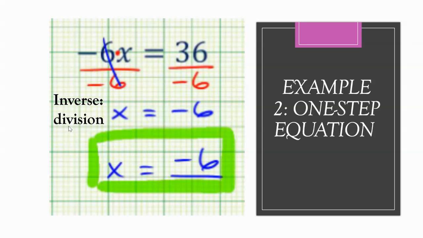Here's another example. Example 2, we have negative 6x is equal to 36. Right now, we have negative 6 times x, so the original operation is multiplication. Our inverse operation is division. So they divided by negative 6 on both sides. And so they get x is equal to negative 6 as their final answer.